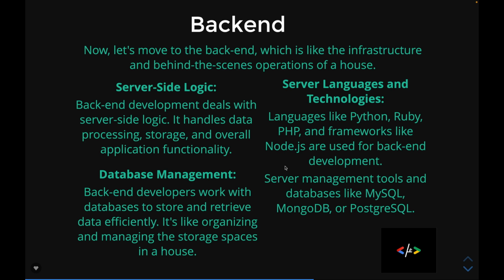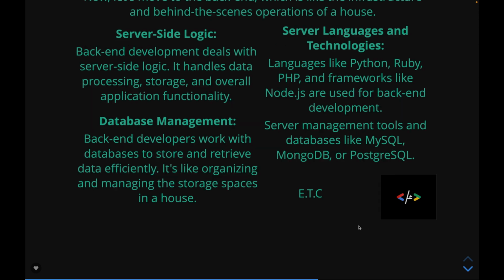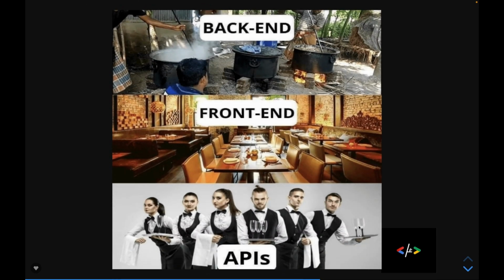And the server-side technology, the back end technologies and languages that we use, are languages like Python, Ruby on Rails, PHP, and we have frameworks like Node.js, Django, Flask, Spring Boot for Java, and others. We have server management tools and databases like MySQL, MongoDB, Postgres, and other things that we can have.